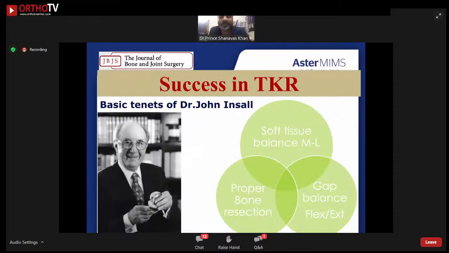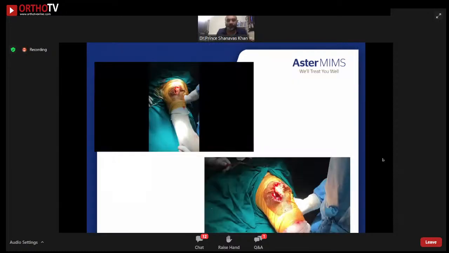There is a high chance of internal rotation of the femoral component, which will result in bad patellar tracking. So we know that for success you need proper bone resection, you need soft tissue balance, and you need gap balance in flexion and extension, throughout flexion and extension. Equal and rectangular flexion and extension gaps.